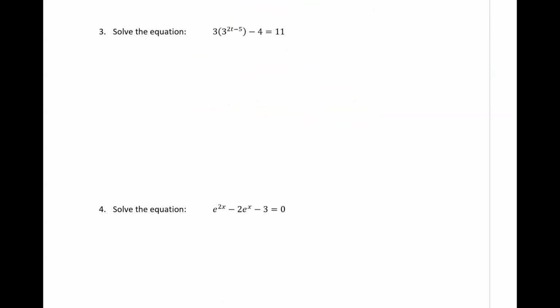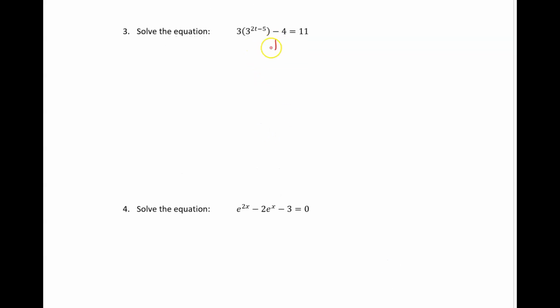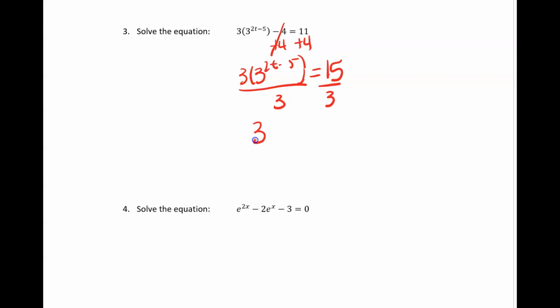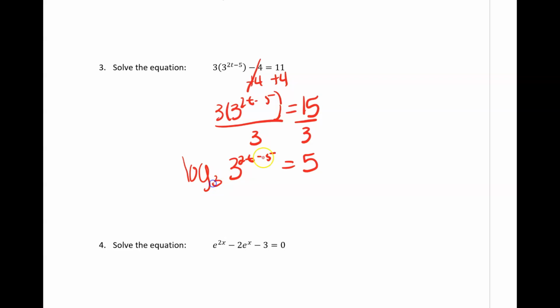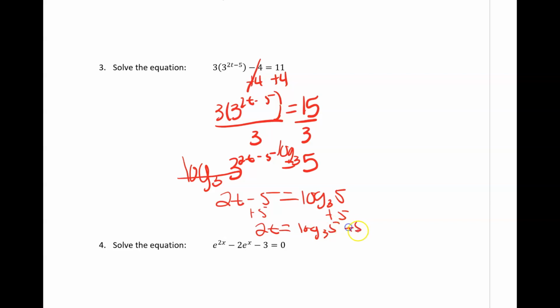Solve the equation. Okay, let's start moving things and try to isolate that exponential. So I'm going to add 4. So it gives me 3 times 3 to the 2t minus 5 equal to 15. Divide by 3. So 3 to the 2t minus 5 is equal to 5. Now that I have that exponential by itself, I have some options. I'm going to do that inverse property again, using base 3 since that's the base on my exponential. So that would be log base 3 on both sides. It would cancel to give me 2t minus 5 equal to log base 3 of 5. I'm going to add 5 to both sides. So it gives me 2t equal to log base 3 of 5 plus 5.